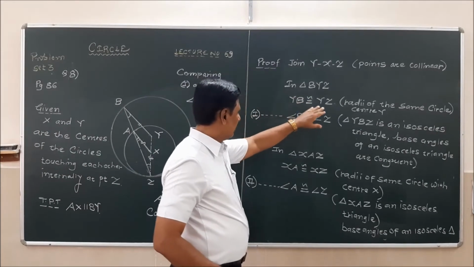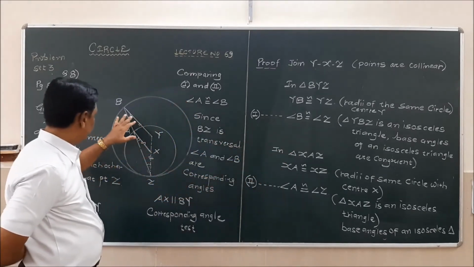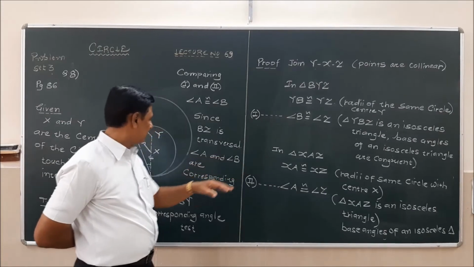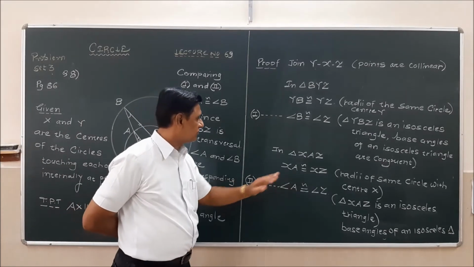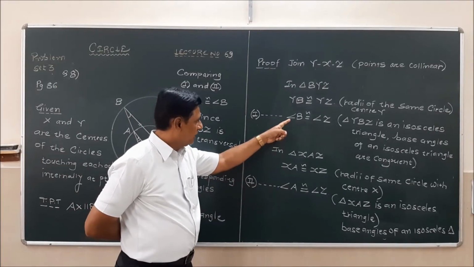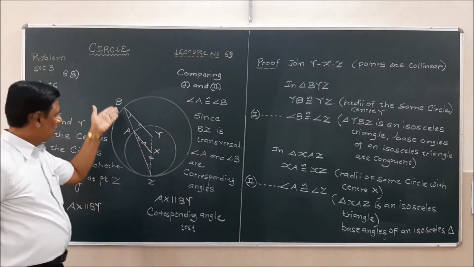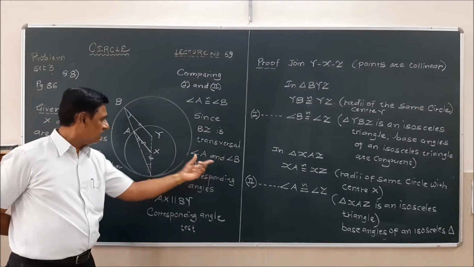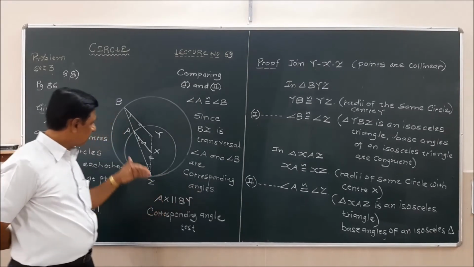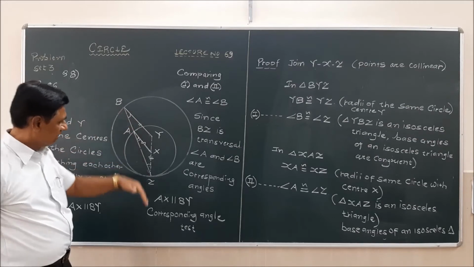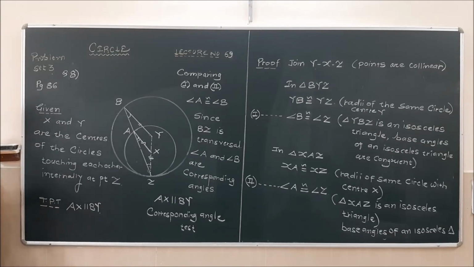That is what is written. In triangle BYZ, YB is equal to YZ, then B is equal to Z. Next, in triangle XAZ, A is equal to Z. Comparing 1 and 2, B is congruent with A. Since BZ is transversal, A and B are corresponding angles, so AX is parallel to BY. That's it for this. Please have a look at this.